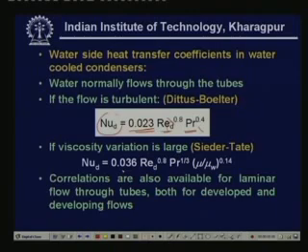Okay, so this Dittus-Boelter correlation is given by Nu subscript D is equal to 0.036 Re to the power of 0.8 Pr to the power of 1/3 multiplied by (mu/mu W) to the power of 0.14. Here mu W is the viscosity of water at wall temperature, and mu is the viscosity of the water at bulk temperature. Okay, so this expression can be used if the temperature variation between the wall and bulk fluid is large, or if the viscosity variation is large. Okay, and correlations are also available for laminar flow through tubes, both for developed and developing flows.